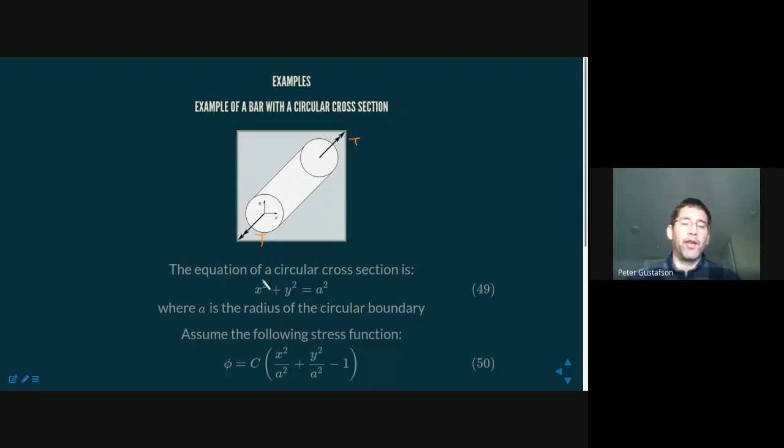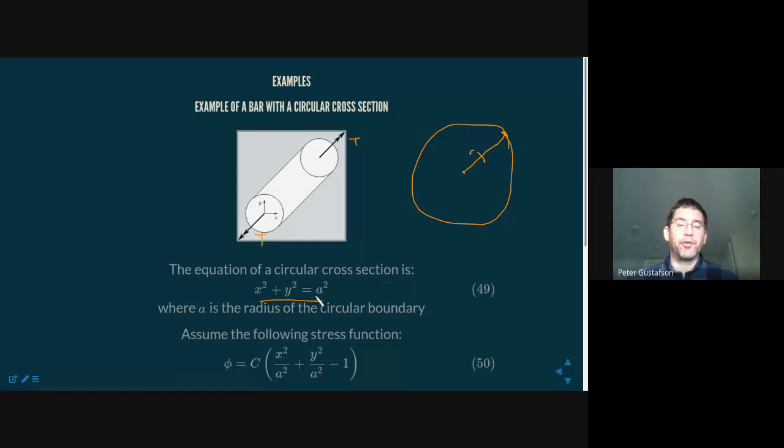It's worth noting that the equation of a circle is x squared plus y squared is equal to a squared. Here a is the outer radius. I'm not calling it r, because there are going to be points where we're looking at radii r that are within the cross section. A is defining the outer limit of the cross section. You guys are all quite familiar with that equation. Now this equation suggests something that we can use for coming up with our Prandtl stress function. That is, we can just manipulate this equation to make it equal to zero.